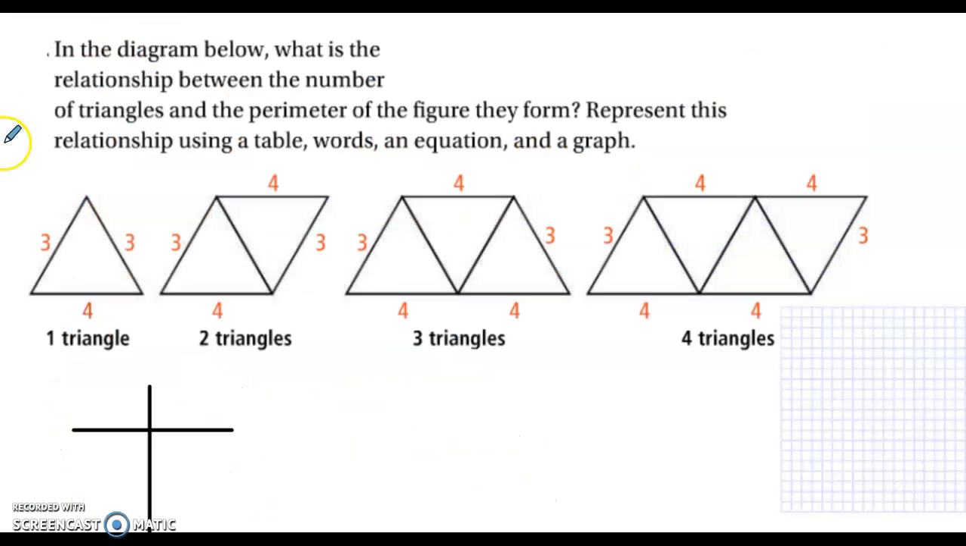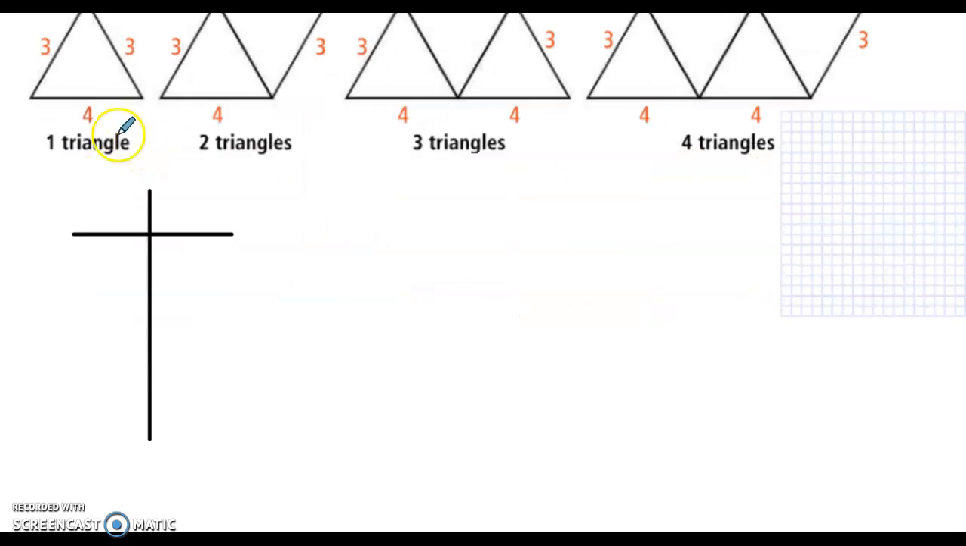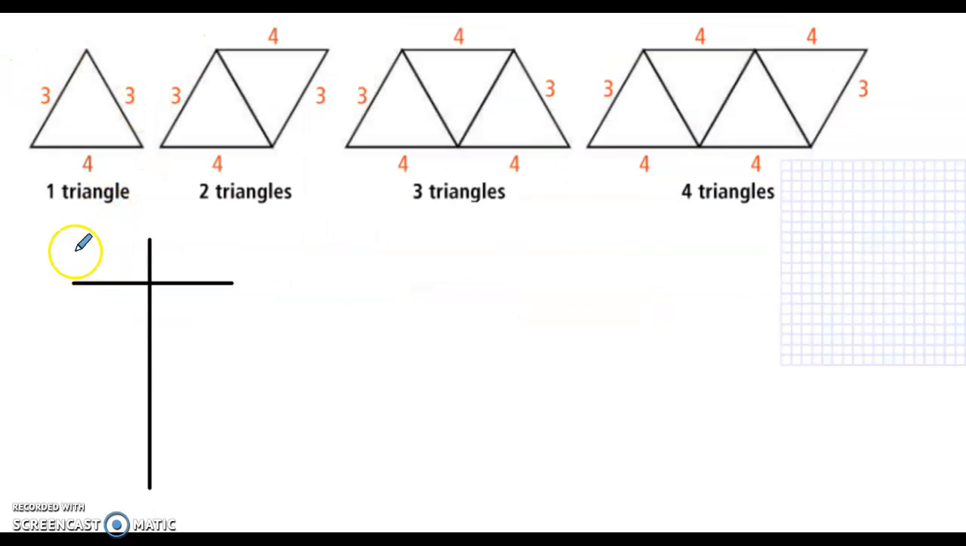So our next one here, same concept. We can see we've got triangles, though, this time. So our independent, what we're starting with, is our number of triangles. And based on our number of triangles, we're going to have our perimeter. So we have 1 triangle, 2 triangles, 3 triangles, 4 triangles.